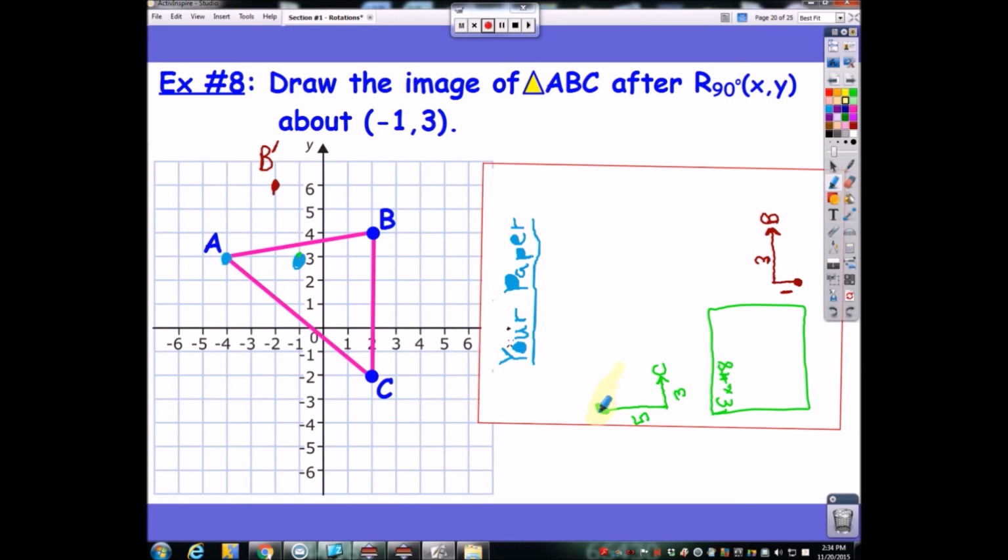So from the center of rotation, we need to move 5 to the right and up 3 to find C prime. So from the center of rotation, we move right 5, 1, 2, 3, 4, 5, and then up 1, 2, 3. Here is where C prime should be. And we've got 2 out of 3 done.